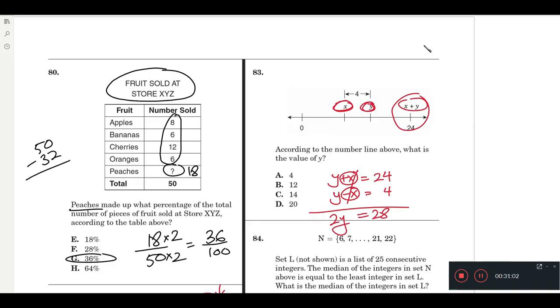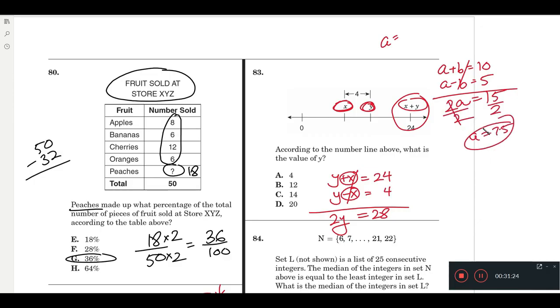Now let's talk about system of equations a little bit more. Let's say I have a plus b equal to 10 and a minus b equal to 5, and I want you to solve for a. What you could do is just add these two equations. What is a plus a? 2a, and the b's cancel out. 10 plus 5 is 15. Divide both sides by 2: a is equal to 7.5. That's how we can solve it.